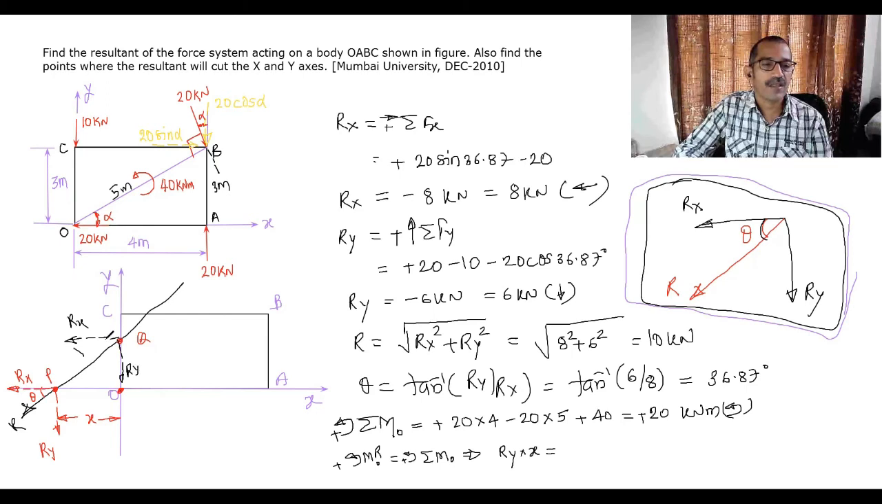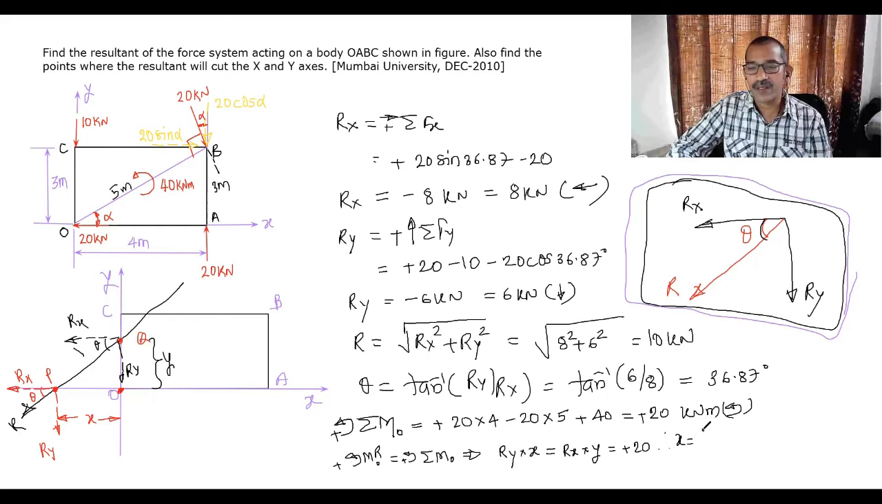Ry, and this angle is again theta, and this distance is Y. But the moment of Ry, as the line of action of Ry passes through point O, becomes 0. The moment of Rx, what will we get? Anti-clockwise. It is Rx into Y, anti-clockwise. That means the same moment of resultant can be written like this: Rx into Y, which is equal to plus 20.